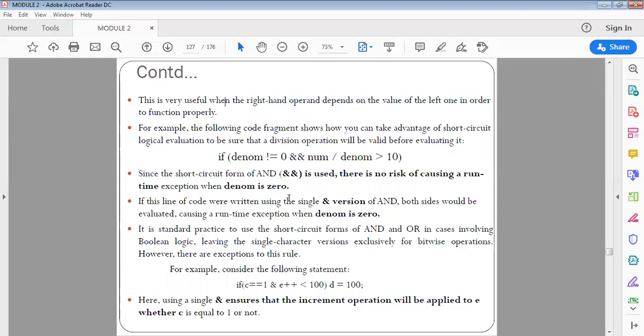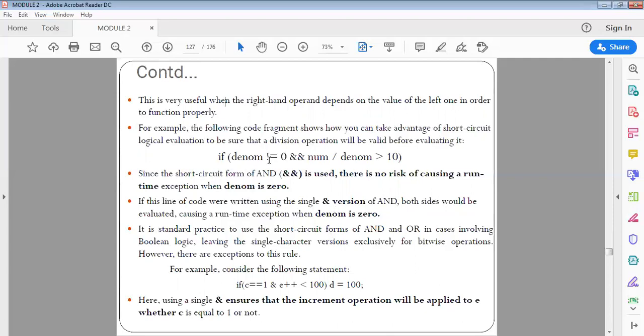For example, you are given this particular thing: if denom not equal to 0, double ampersand num by denom greater than 10. Since the short circuit form of AND is used, there is no risk of causing a runtime exception when denom is 0. If this line of code is executed using a single ampersand, both sides will be evaluated.